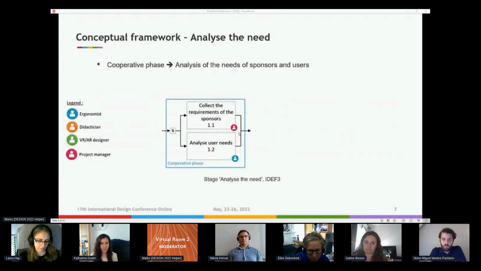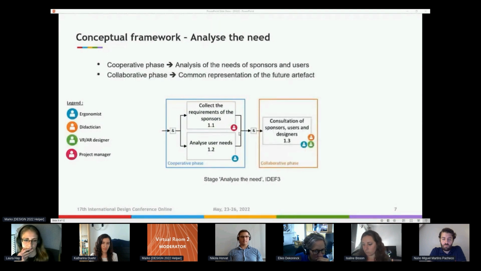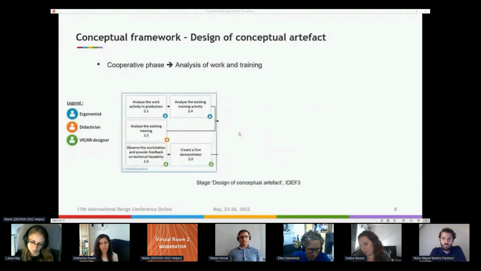The first step, analyze the need. It's divided into two phases. A first one, cooperative, where the project manager and the ergonomist will come to analyze the needs of the sponsors and the users. Then comes a second, more collaborative, with the integration of the didactician and the VR designer to create a common representation of the future artifacts based on the needs analyzed upstream.